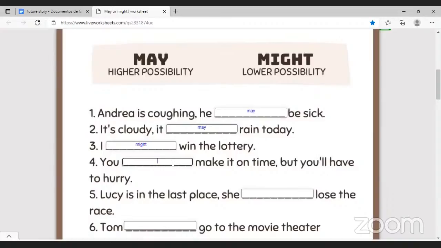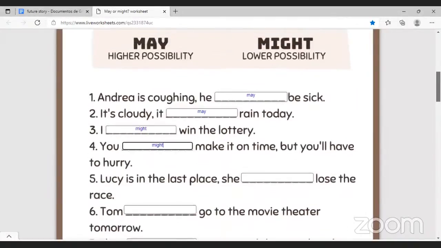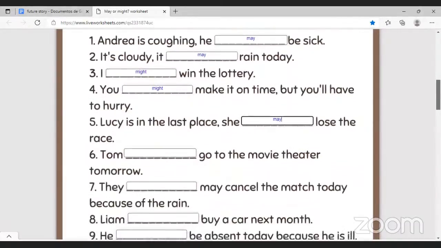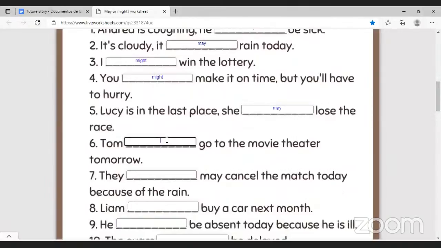You may make it on time, but you will have to hurry. Or might, sorry. Okay. Lucy is in the last play. She may lose the race. Tom may go to the movie theater tomorrow.